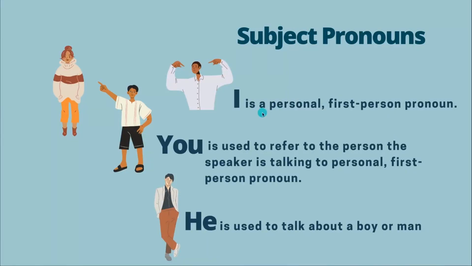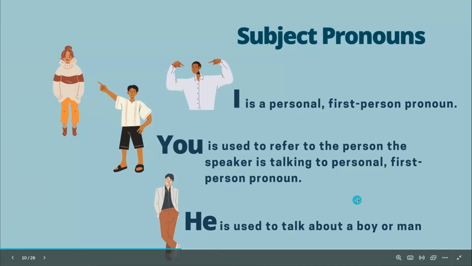I is a personal first-person pronoun. So you use it when you're talking about yourself. You is used to refer to the person the speaker is talking to. It's a personal second-person pronoun. So this guy is talking, he's saying you to this person. That's who he's talking to, who he's referring to. He is used to talk about a boy or man.